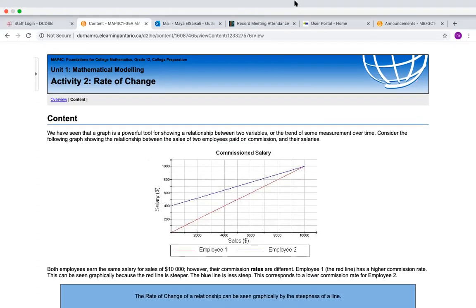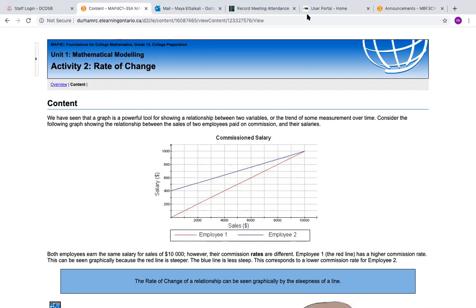So in this case, if I have a linear graph, a linear graph tells me that I have a constant rate of change. Okay, so that means I have a constant change as I'm going up or I'm going down the graph.